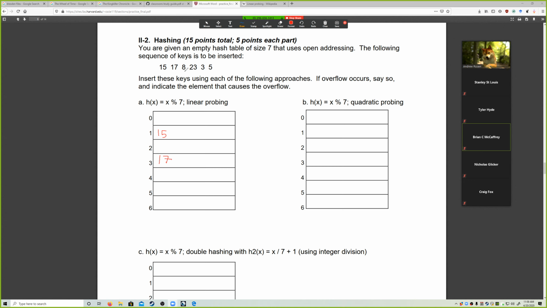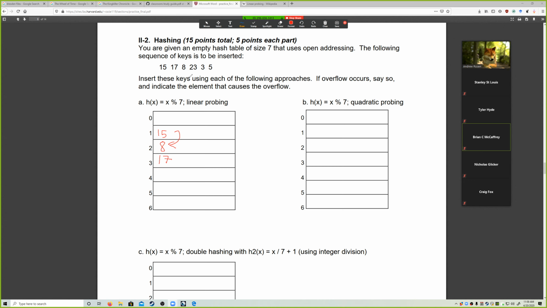8 mod 7. 8 minus 7 is 1, so we want to put an 8 here, but we can't. There's a collision, so we look for the next available space and put the 8 there. Make sense?